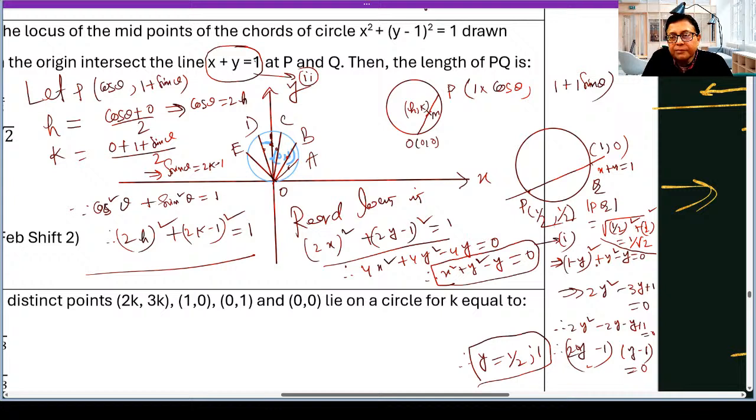Sir, could you please explain once more how to find P and Q? I got them by solving the line with the circle. How to solve? Line: I have taken x as 1 minus y and substituted in the equation of the circle. You put it there and solve. If you solve, you will get y. Now x plus y is 1, from there you can get the x coordinate. Agree or not? So you got the coordinates of 2 points. Now go by the distance formula.